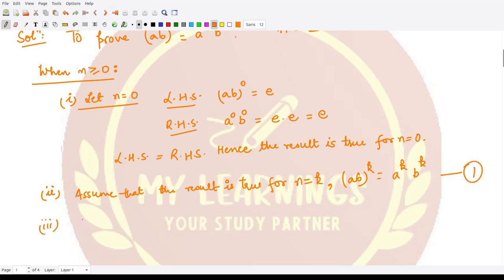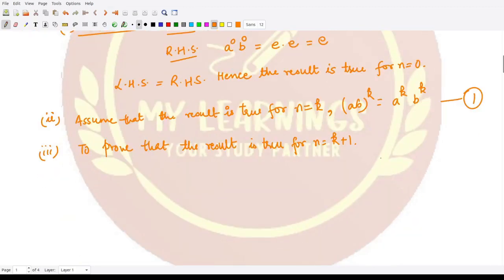Next, in the third case, we prove that the result is true for n is equal to k plus 1. So that means we need to show, that is to prove, that (ab)^(k+1) is equal to a^(k+1) and b^(k+1). So let's mark this as equation number 2.